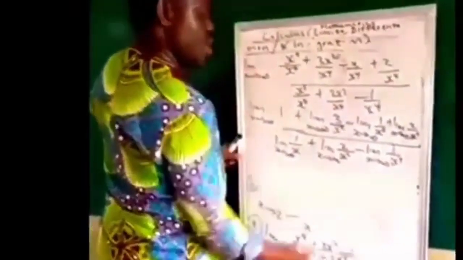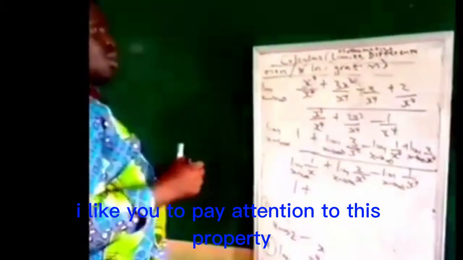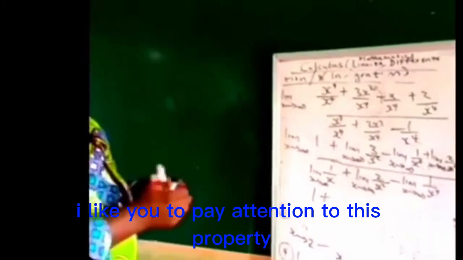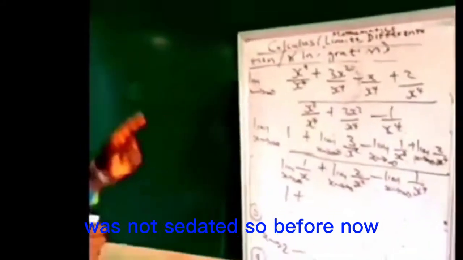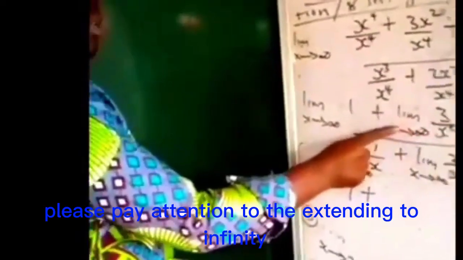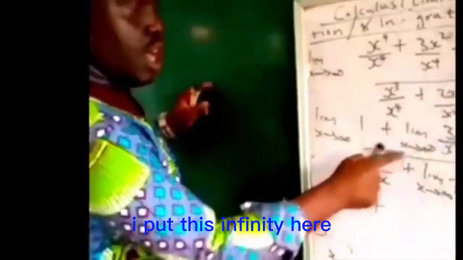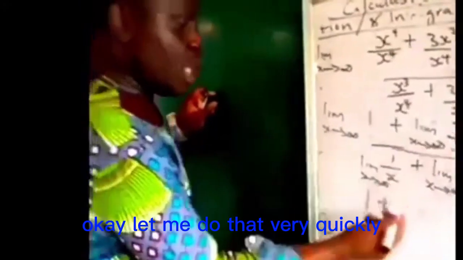Now here's the property I like you to pay attention to. This property was not stated before now. Whenever x is tending to infinity, a constant divided by infinity, that is, put this infinity here. Time will not allow me as I bring the teaching to a close. I'll put this infinity here. Okay, let me do that very quickly.